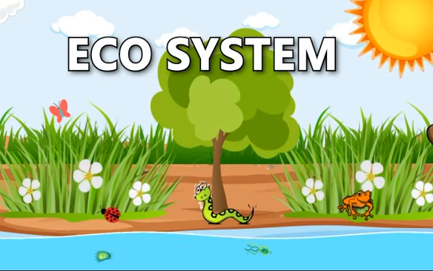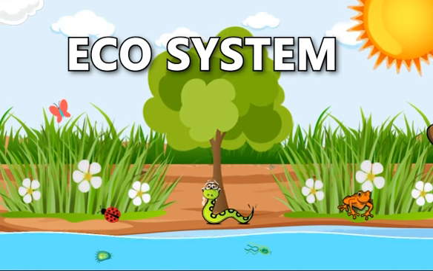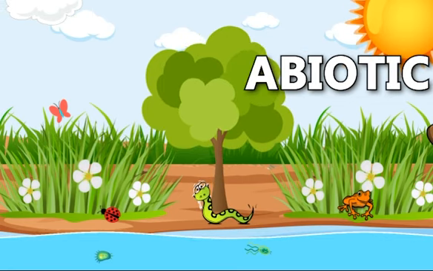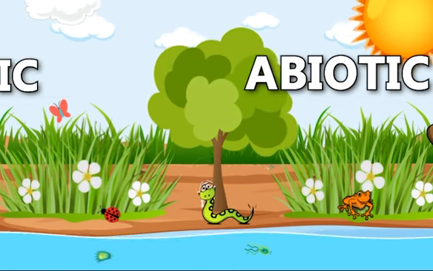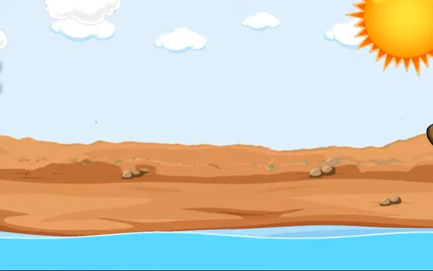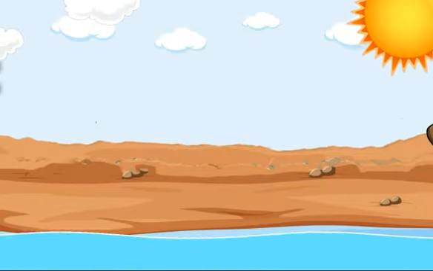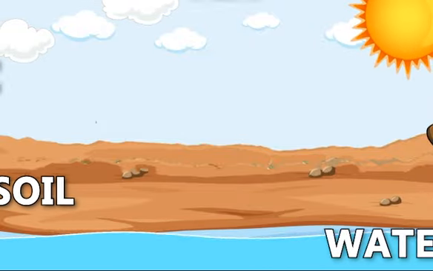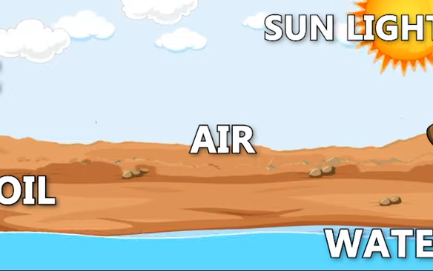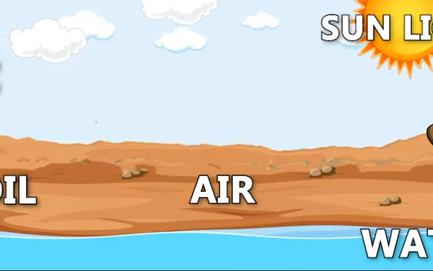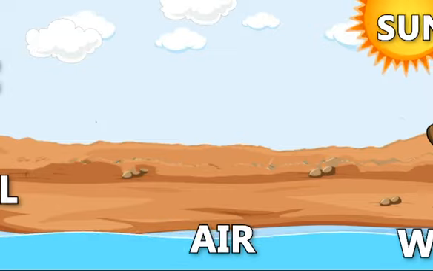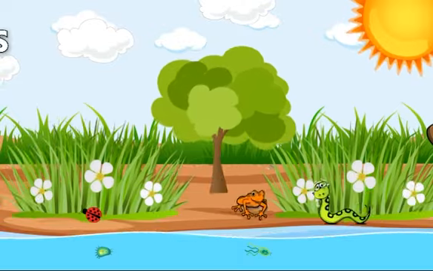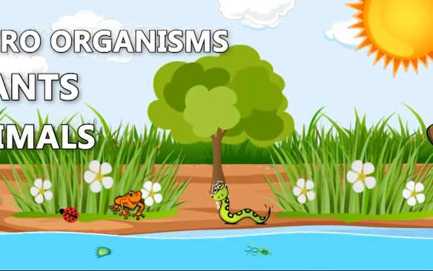If we consider an ecosystem, the ecosystem is mainly composed of two components. One is the abiotic component and the other is the biotic component. What are the abiotic components? The abiotic components are mainly the non-living things such as the soil, water, air, sunlight, particulate matter and other things which are non-living. Whereas the biotic components are the living things. They include microorganisms, plants, animals, etc.